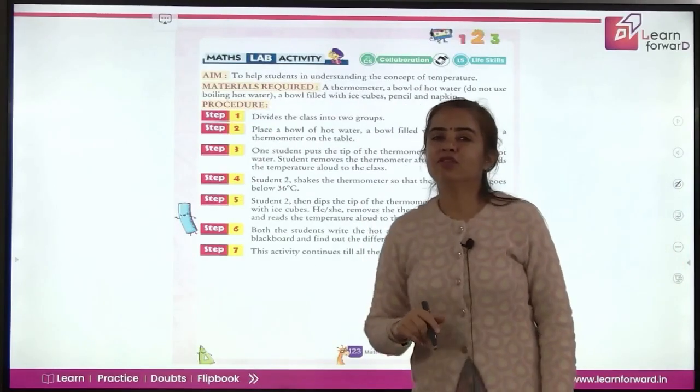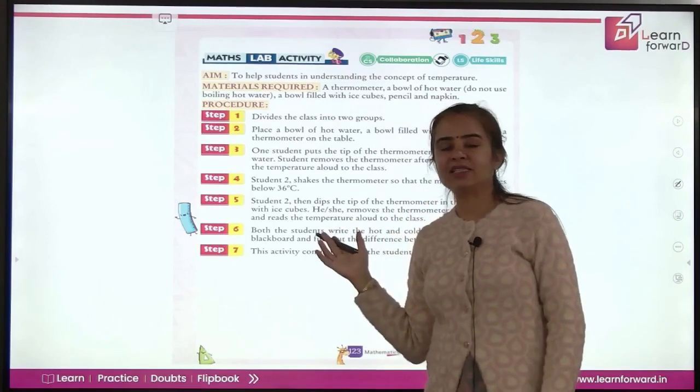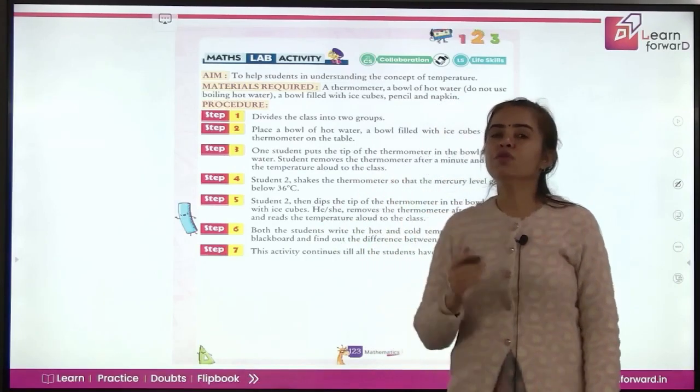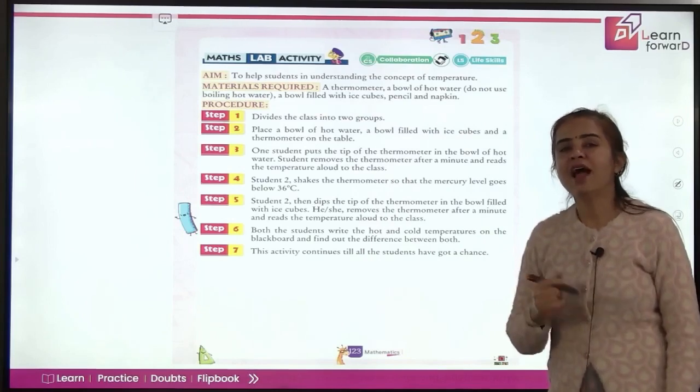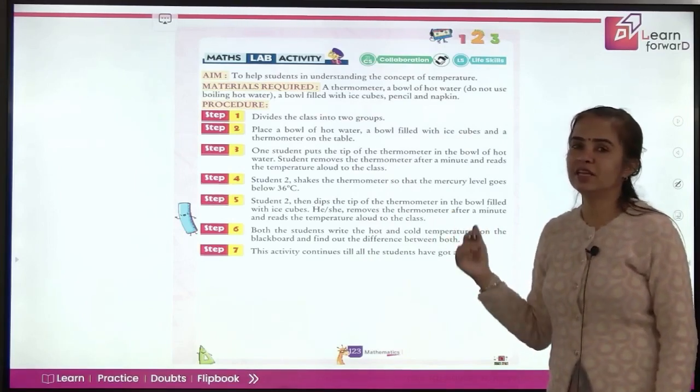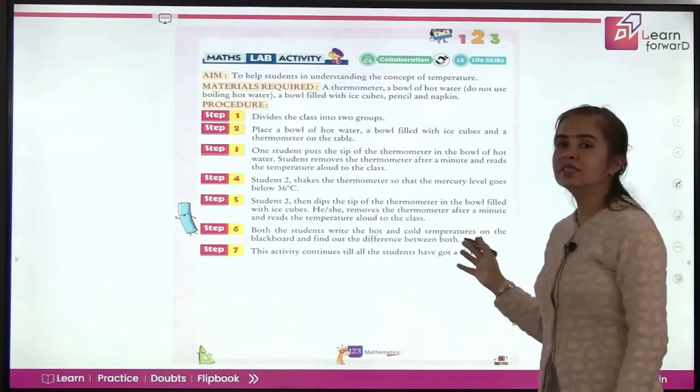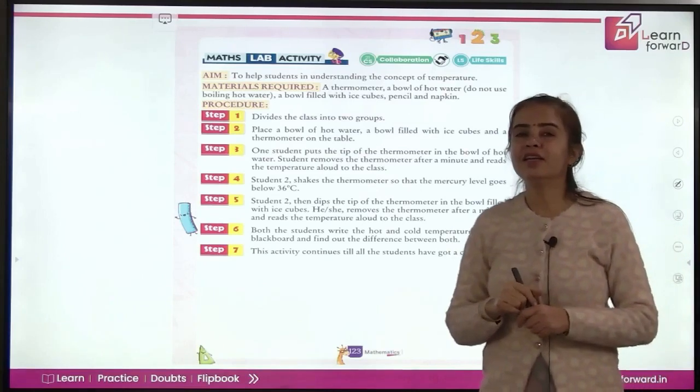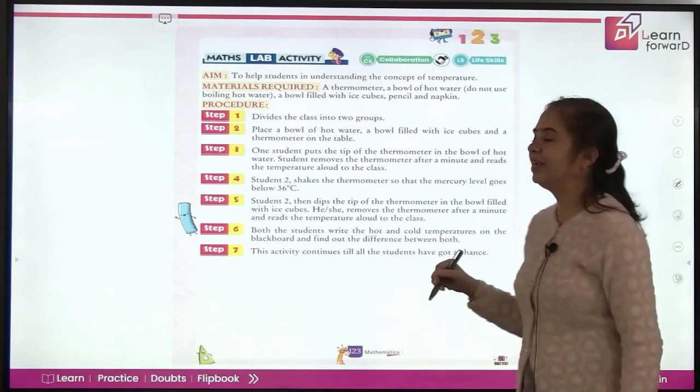Now, another fun activity for you. You have a maths lab activity to go with your maths teacher and to have fun with your friends in your maths lab. Let's do this and enjoy learning more about thermometer and temperature.